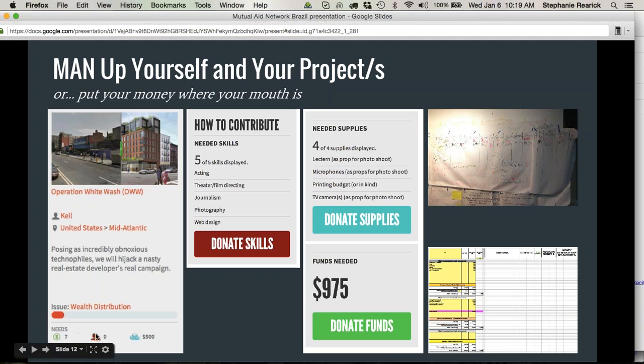So at the bottom you see they have a certain amount of need for money, a certain amount of need for people, and a certain amount of need for other types of goods. And then ways that you can actually contribute.